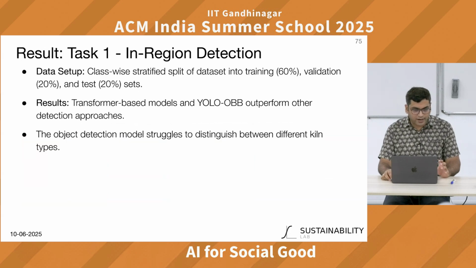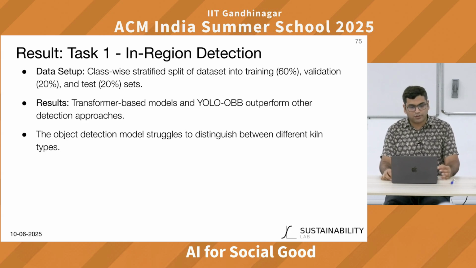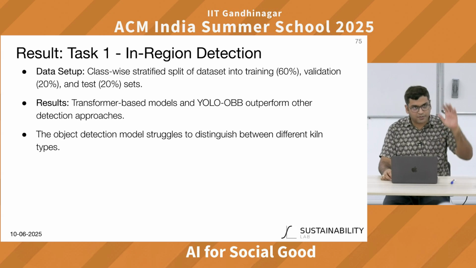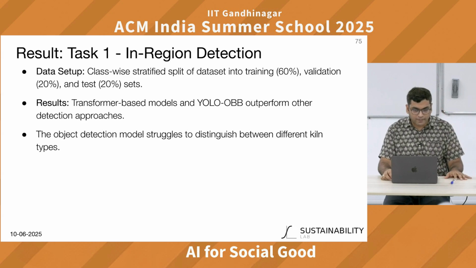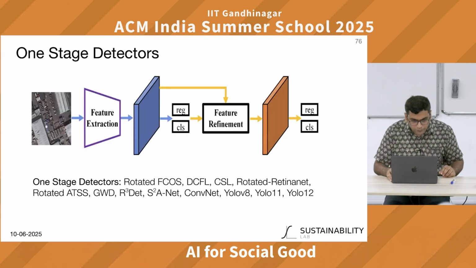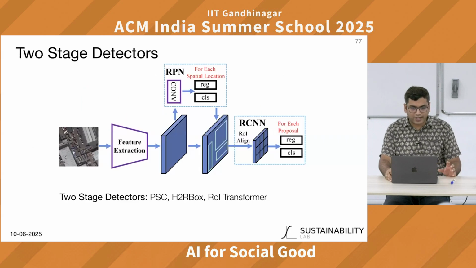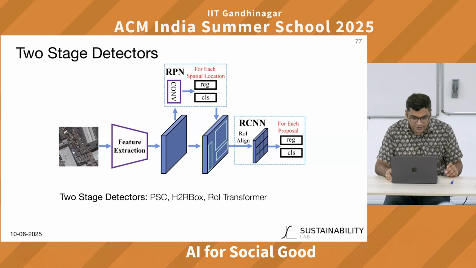For the in-region detection, we did the standard 60-20-20 split. We used various models, not just the previous ones, not just simple YOLO models. We also used various transformer-based models and other state-of-the-art models in oriented bounding boxes. And we found that the object detection was struggling in the classification. It was able to tell it's a brick kiln, but in the class it was having a hard time, which you can understand. It was a very low resolution imagery. I will not get into the detectors. There are one-stage detectors and two-stage detectors, but I'm just leaving them as a reference in these slides.